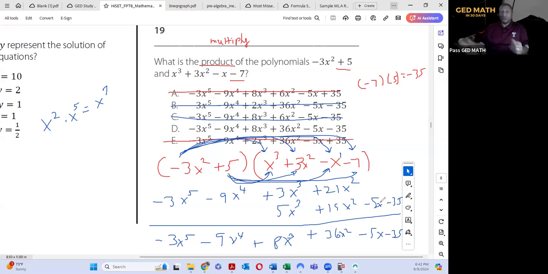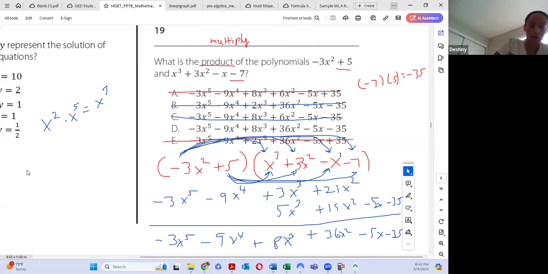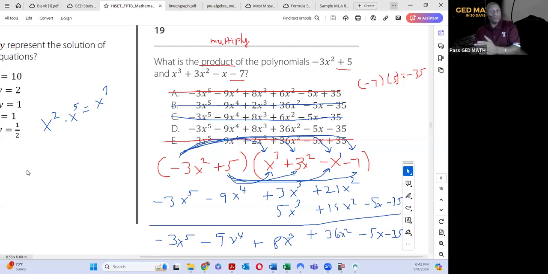And then I use my distributive property, or what some people call FOIL. I usually don't use that. I just use distributive, meaning I'm multiplying everything in this parentheses by everything in this parentheses, each term, right? But guess what? This is a high set problem. For most intents and purposes, your problem is not going to be this difficult on the GED. But you should know how to do it.